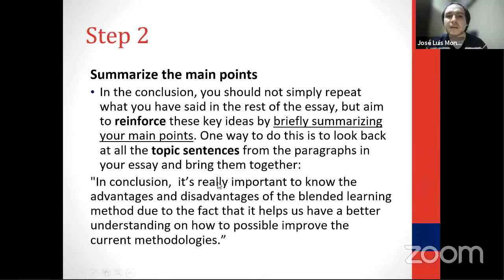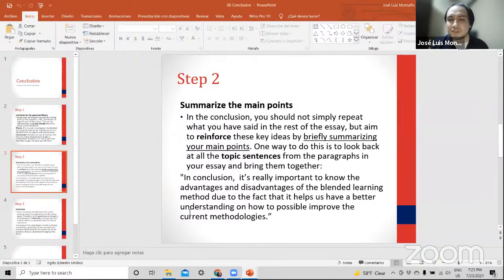So again, this is giving a very general example, but the second part is going to be about the specific things that you mention in your paragraphs. So the first part of your conclusion is a restatement of your thesis statement, right? That is the first part. The second part of your conclusion is summarizing the main points of your body paragraphs.